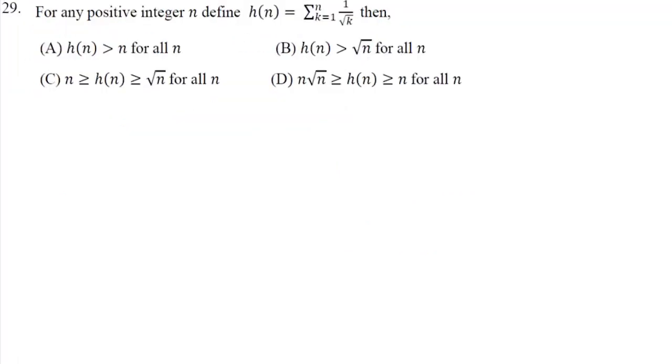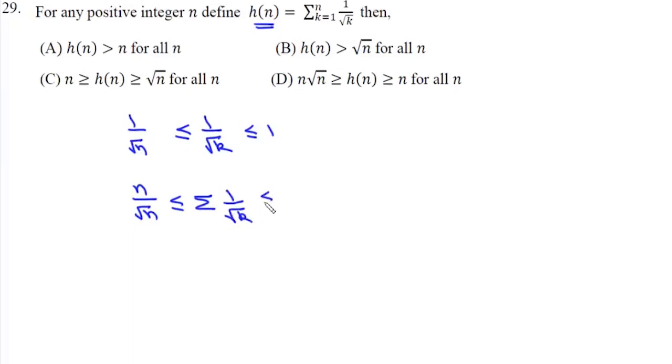Now for question number 29, it says, for any positive integer n, define Hn as the summation k varies from 1 to n, 1 upon under root k. Now we know that 1 upon under root k will be greater than or equal to 1 upon under root n, and will always be less than or equal to 1. Now if we add these n summations, then we can write n upon under root n will be less than or equal to this summation 1 upon under root k, and will be less than or equal to n. Now this is under root n will be less than or equal to Hn and will be less than n, and that's your option C.